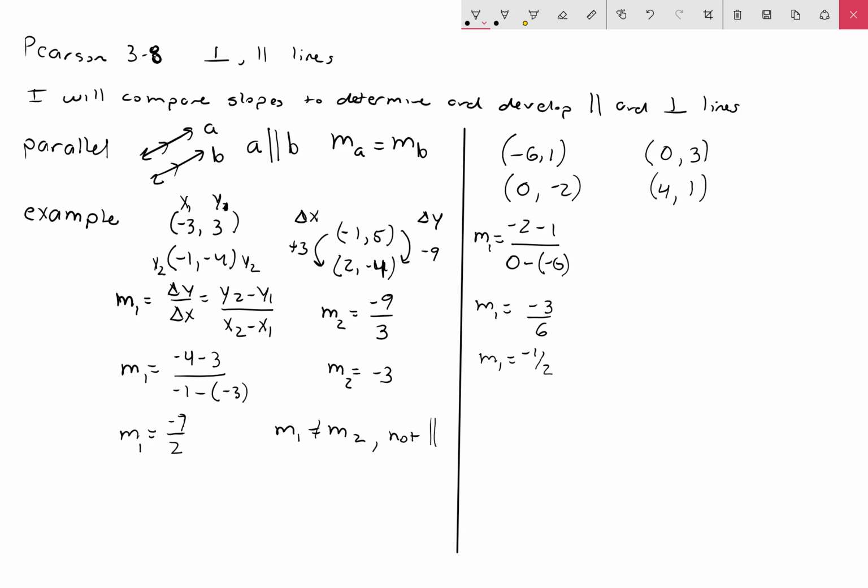Let's do the same thing with the other set. We'll do a more conceptual approach. The change in x is a +4, and a -2 for the change in y. So slope is -2 over 4, or when you reduce it, -1/2. Please note these are the same. So you could say that the slope of line 1 equals the slope of line 2. So the lines are in fact parallel.